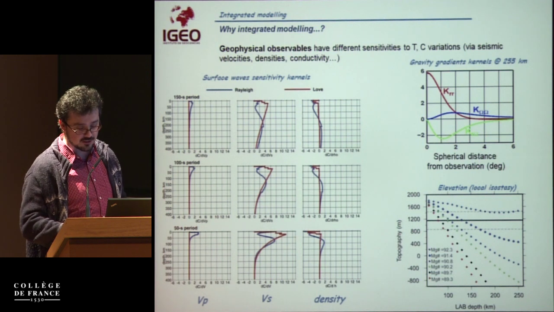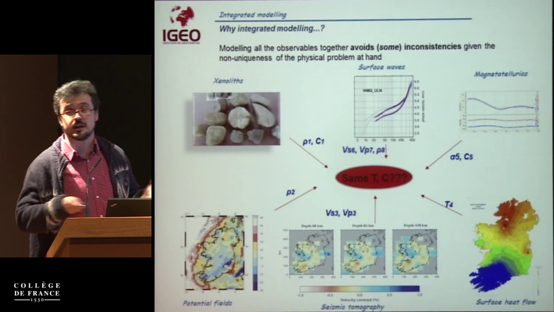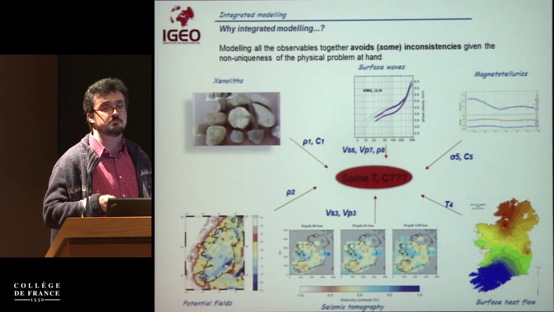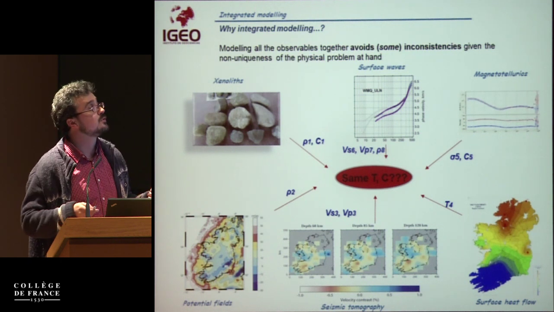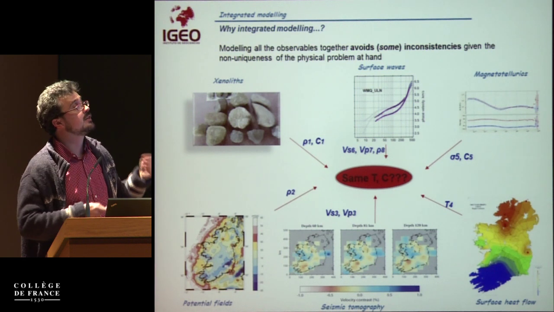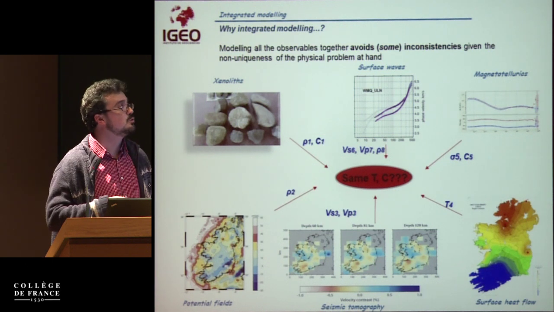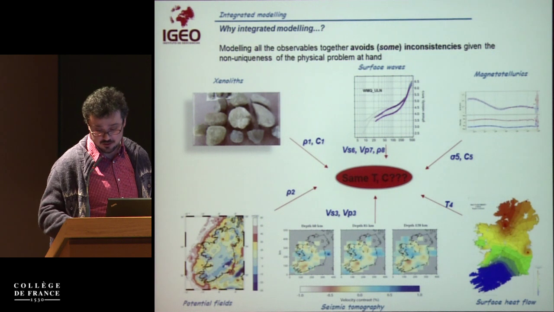So this illustrates how these different sensitivities work, which is great if you take all the data together. Of course, you will come up with a relatively robust model because you're covering most of the sensitivity that you can get from the data. And it's a warning: if you take them separately, you might end up with very different models of the Earth just because of these different sensitivities.